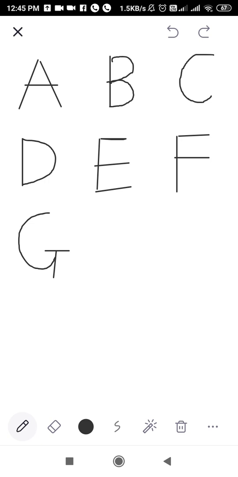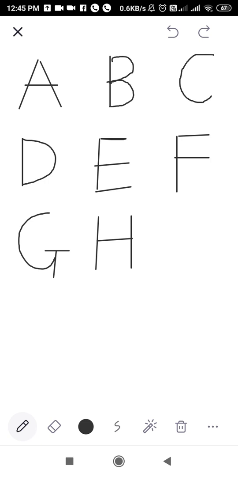Then next letter after G is letter H. So to write letter H, first we will draw two standing lines, one, two, and then next one sleeping line, right? So it's our letter H. Okay, then next after letter H is what? Letter I.